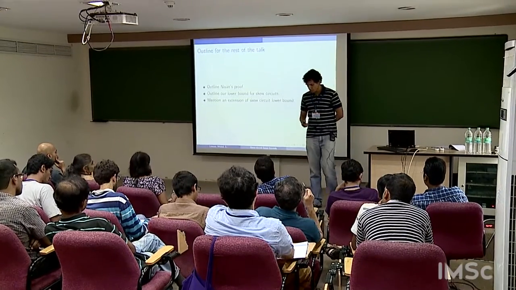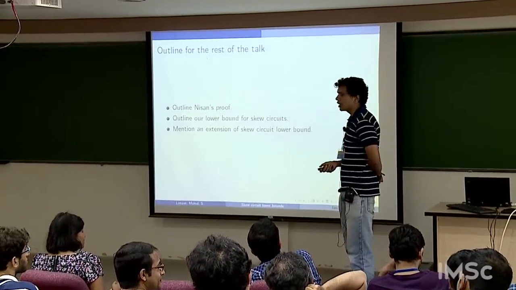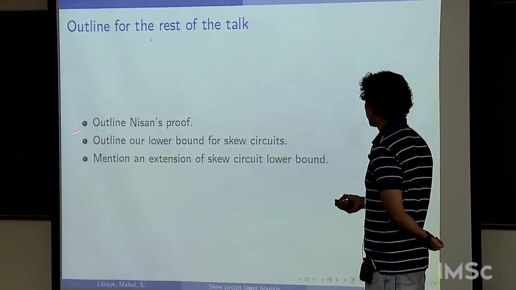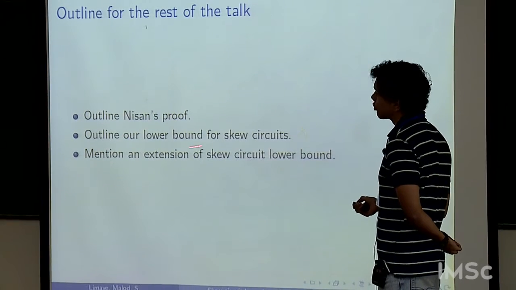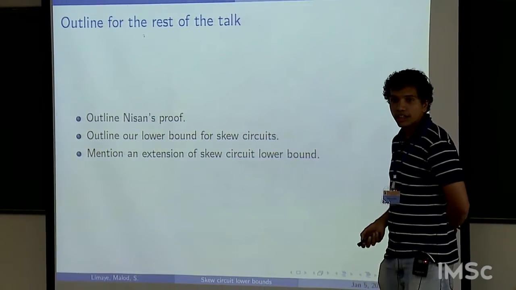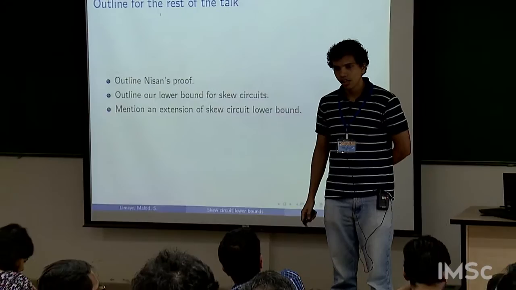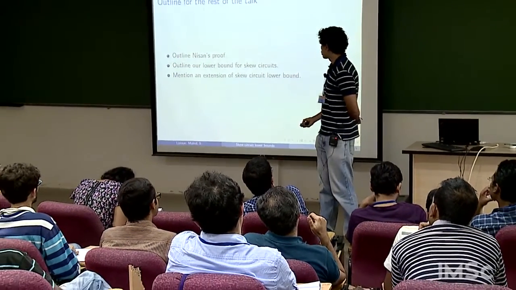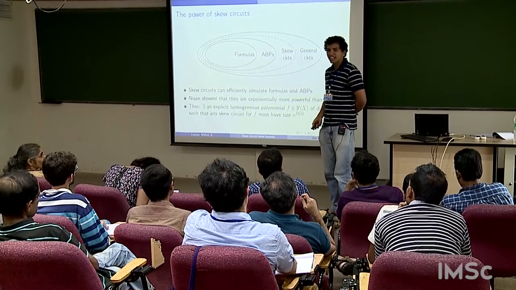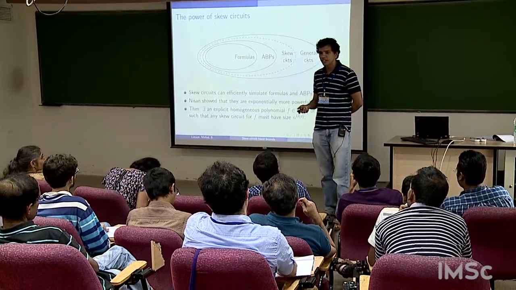All right, so here's a kind of ambitious outline for the rest of the talk. What I'm going to do is first outline this result of Nisan, which proved lower bounds for formulas. And then I'll tell you how we modify Nisan's framework in order to get lower bounds for skew circuits, because they're very related. Question? Does F have a small size general circuit? Yes, very much. In fact, we'll see that it has a circuit with just one non-skew gate.